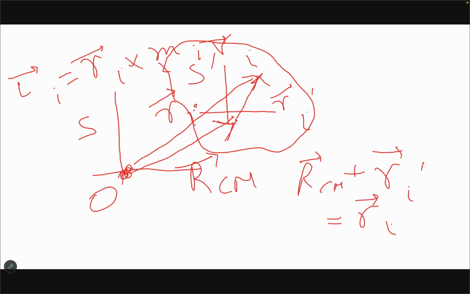Okay. Now what next we can do is very obvious. I have to factor in center of mass. So how can I factor in center of mass? By making good the equation at hand. And the equation reads R_CM plus R_i prime is equal to R_i. Correct, dear? Yes, sir. Okay.